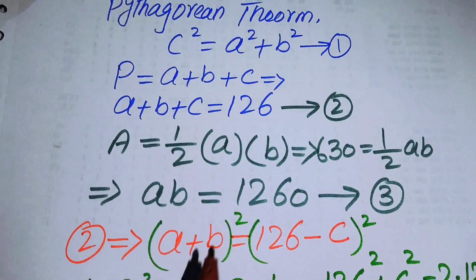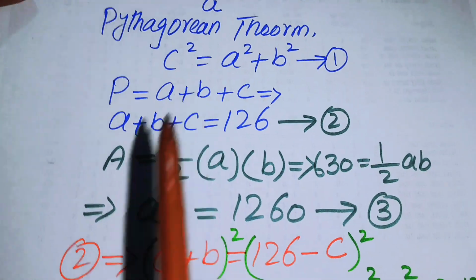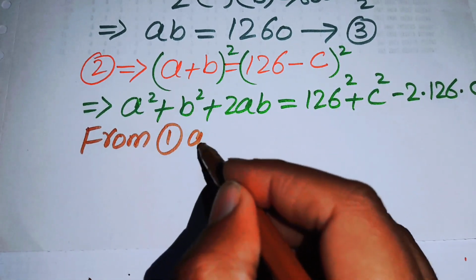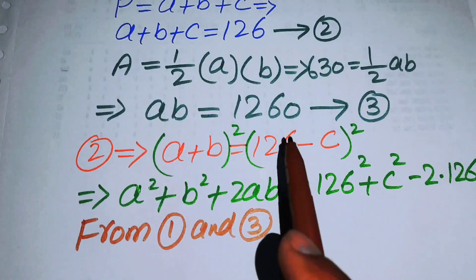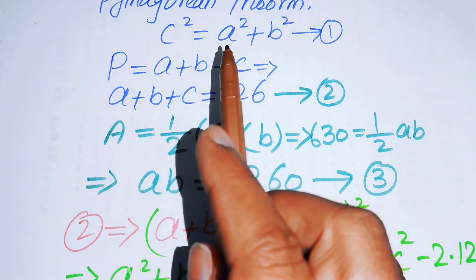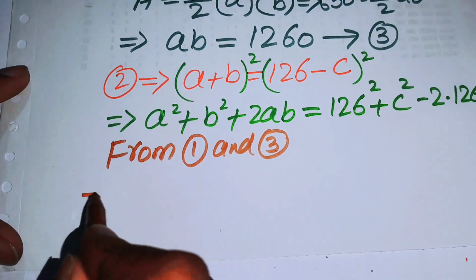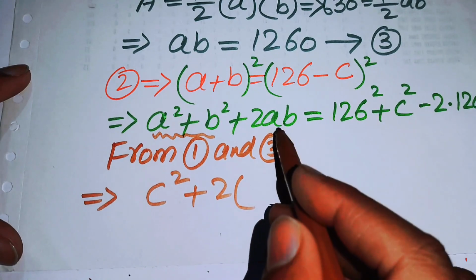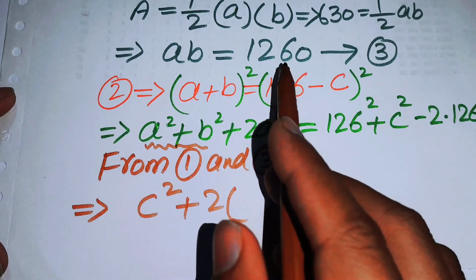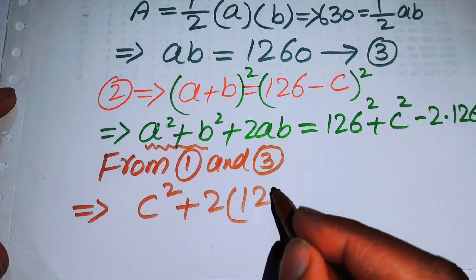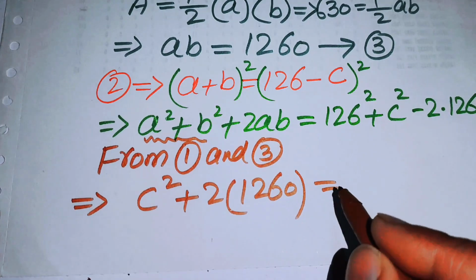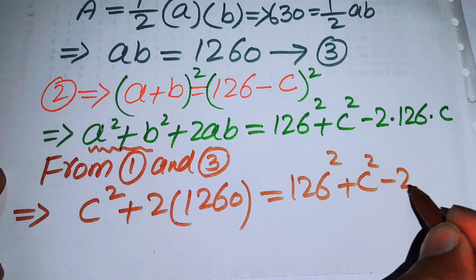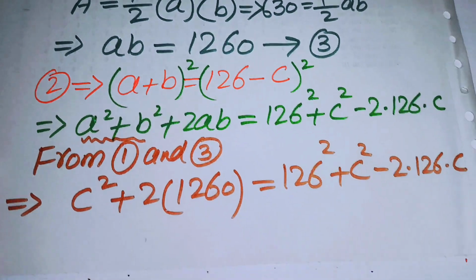Here we use the above equations and we move towards the final answer. If you focus on equation number 1, we have a square plus b square equals c square. So from equation number 1 and equation number 3, we substitute the value of a square plus b square, which equals c square, plus 2 times ab, and in equation number 3 we have the value of ab as 1260. So we substitute it here, and it equals 126 square plus c square minus 2 times 126 multiplied by c.